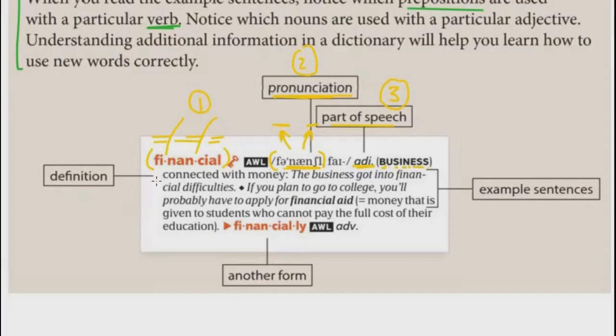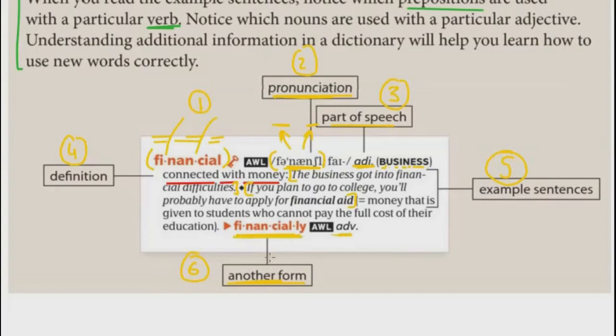And here's the definition. The definition is connected with money. So the meaning of financial is connected with money. This is the fourth thing. They give us the definition. After that, they've given us some example sentences. They've given us 2 example sentences. This is the 5th thing, example sentences. And they've also given us another form of the word. So the word we're looking at, financial, is an adjective, and another form, another part of speech, a word that is linked to this word, is financially, and this is an adverb, financially.